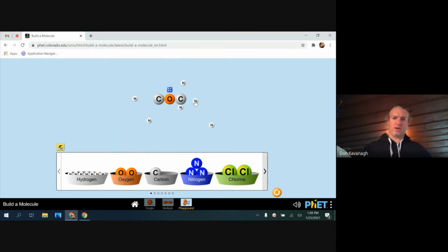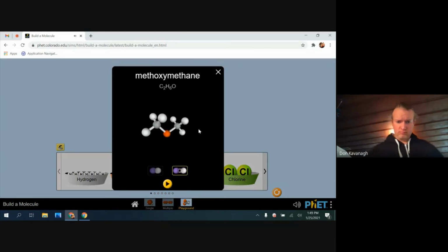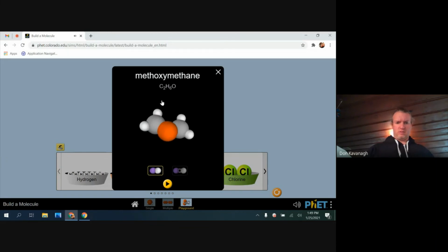Let's load up the carbons. This is a structural form called an ether because it has an oxygen in the center. Methoxymethane. We can see again it doesn't want to form a straight line. Forms a V or a Y.